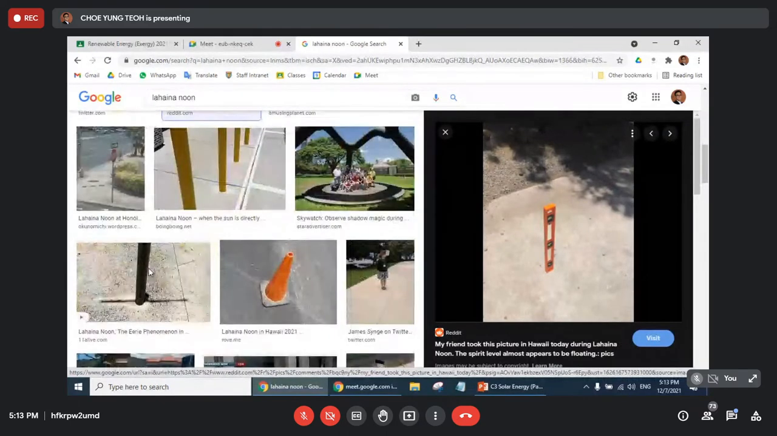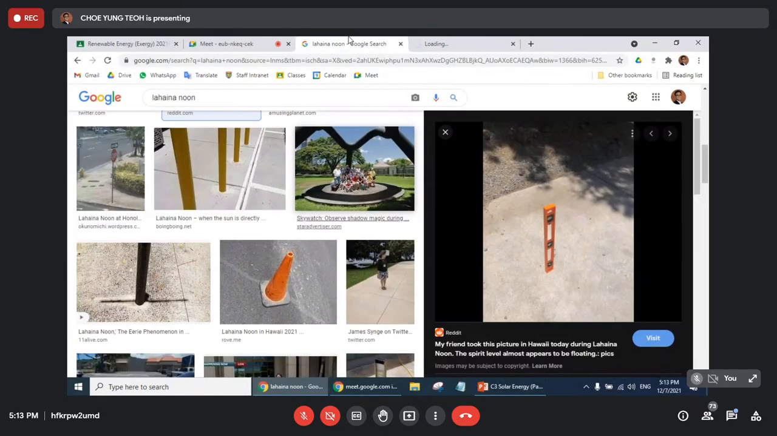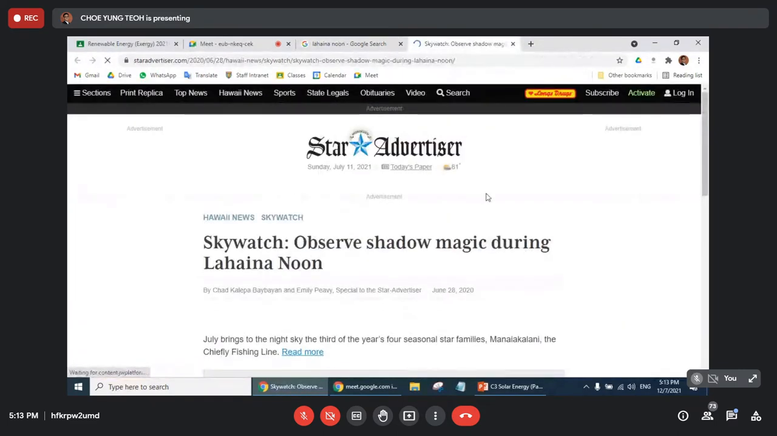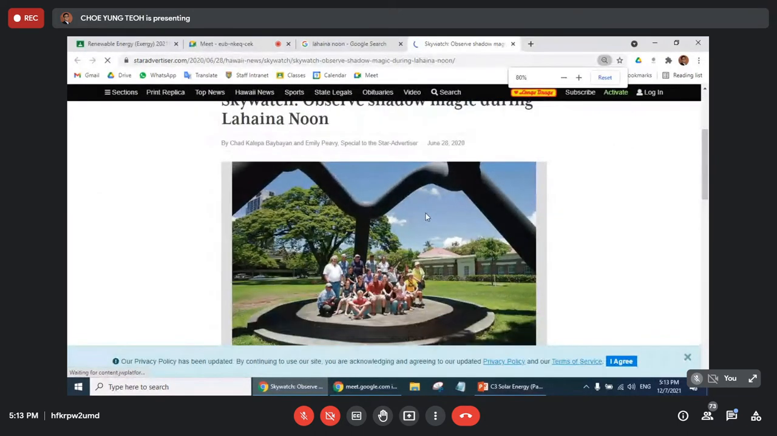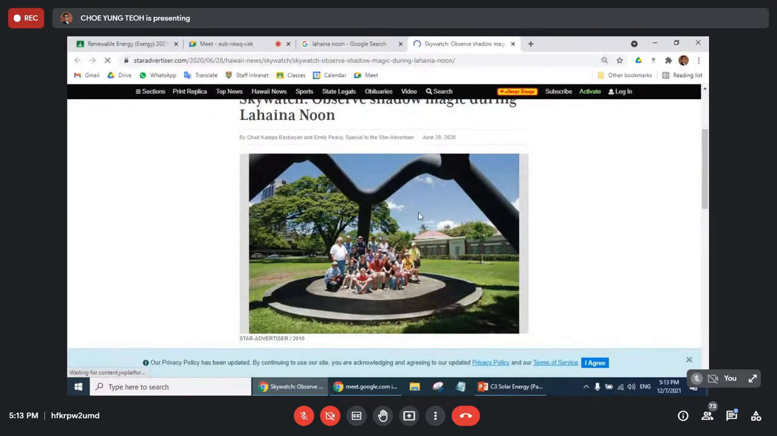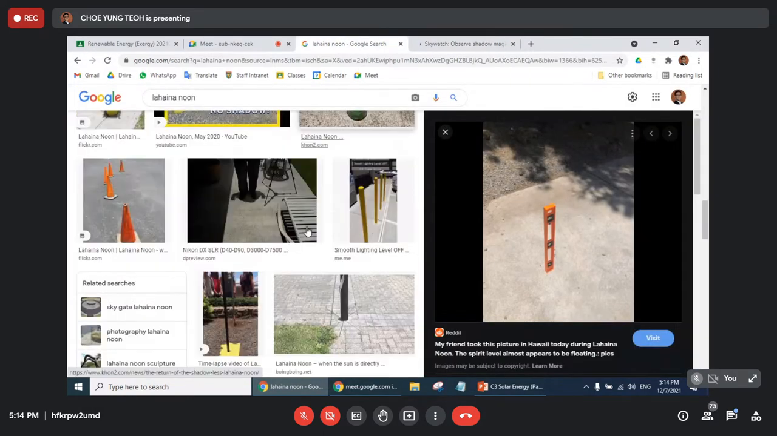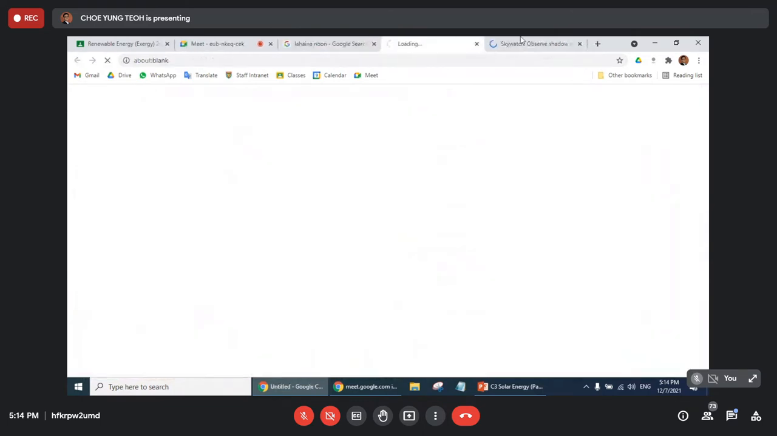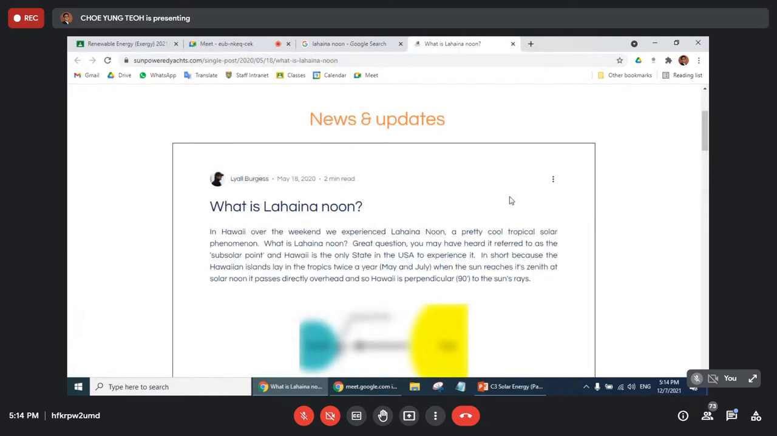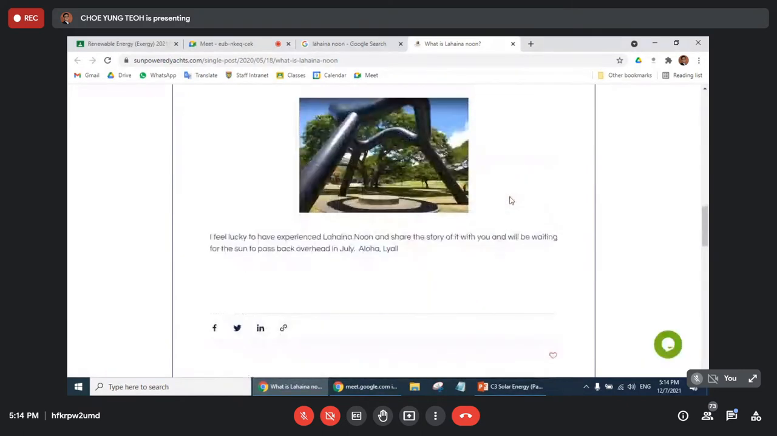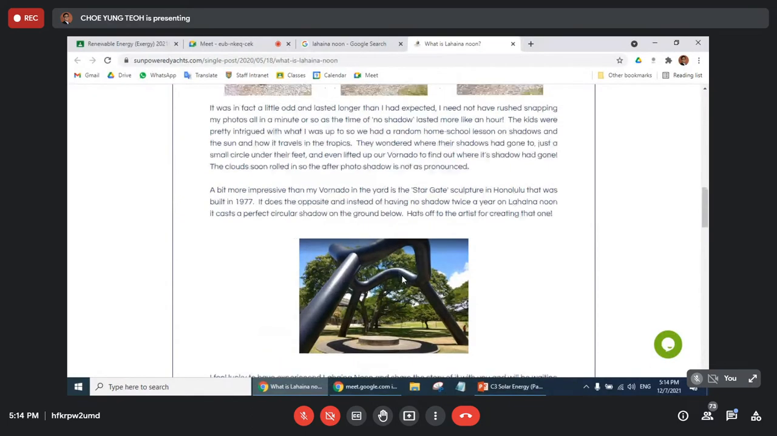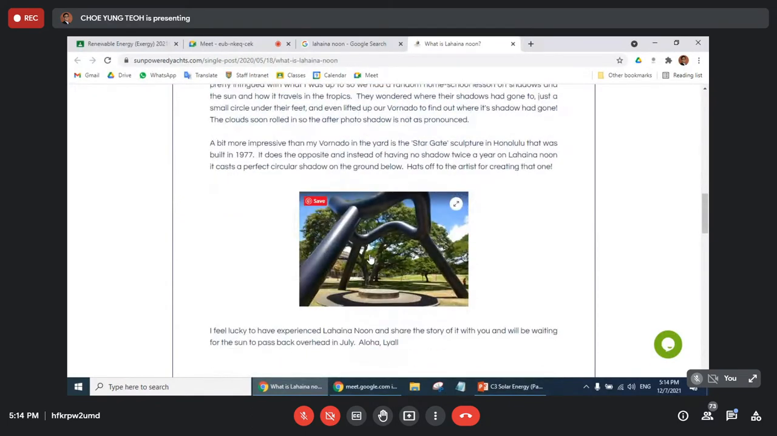So we call this Lahainani. You can see this one. I can't remember where this structure is, but it will give you a very nice, very symmetrical shadow at the center only during the Lahainani. This proves that we have this phenomenon during the Lahainani. I can see a clearer picture of this. Oh, they call it a Stargate. This one they call a Stargate.